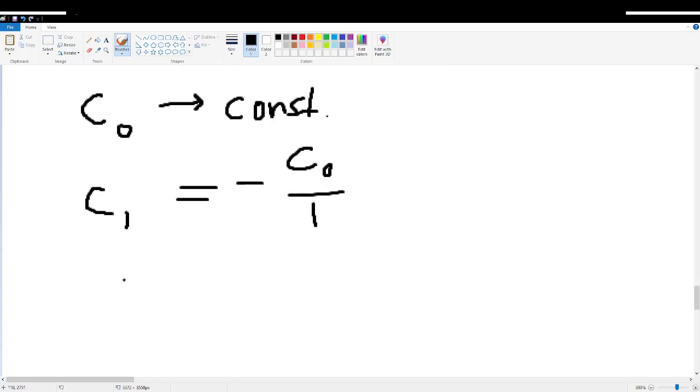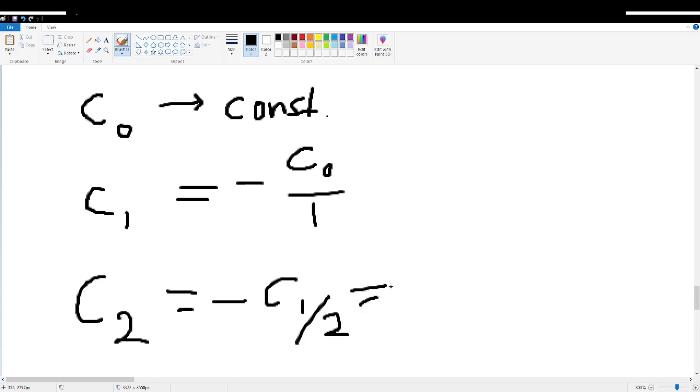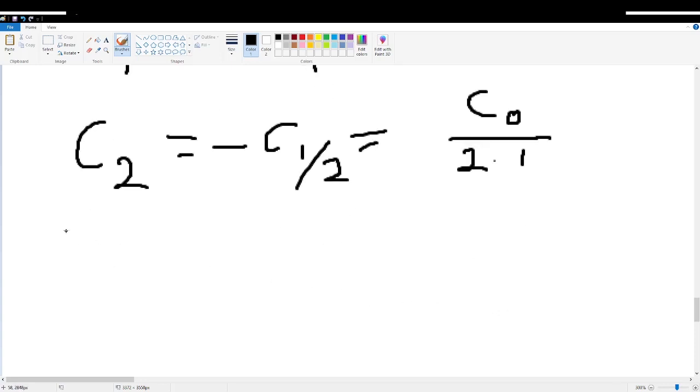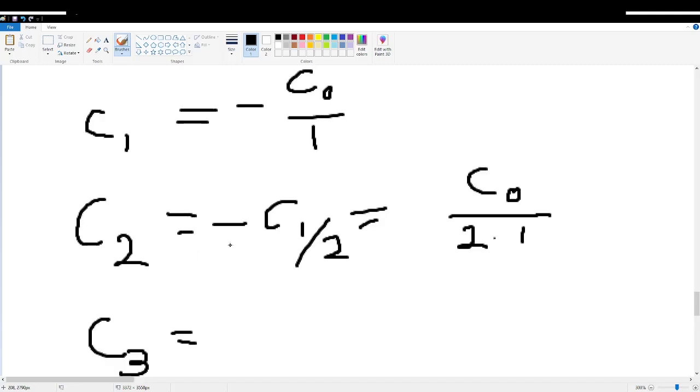over 1. So then C2 is going to be minus C1 over n plus 1. n plus 1 is now 1 plus 1, so 2. But we know C1 is equal to minus C0 over 1, so this is going to be equal to C0 over 2 times 1. Now, if you can see the relation already, that's good. But let's do one more term. Let's get C3 in here.